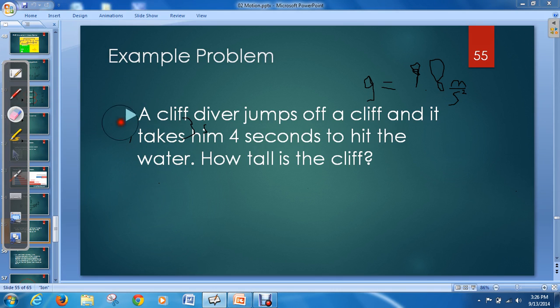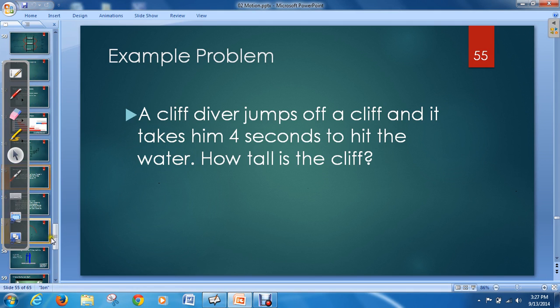So try this problem for your participation. If you're a cliff diver or you see a cliff diver and he jumps off a cliff and it takes him 4 seconds to hit the water, how tall is the cliff? So use that equation, plug in g, plug in the time, and figure out the height.